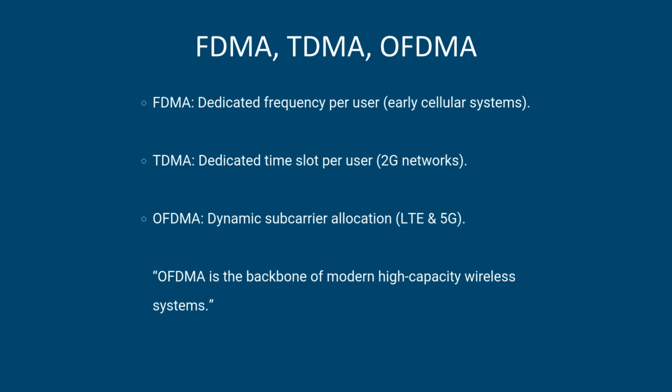In FDMA, each user is assigned a dedicated frequency band. In TDMA, each user gets a specific time slot. In OFDMA, multiple users share different subcarriers dynamically. OFDMA is highly efficient and forms the backbone of modern LTE and 5G networks. It allows flexible and high capacity communication.